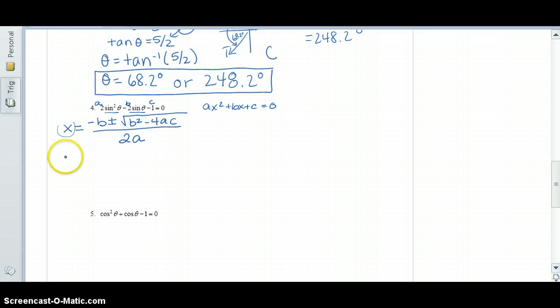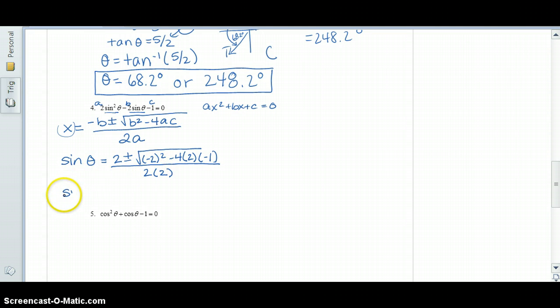So when we go to substitute in, what we get then is that the sine of theta is equal to the opposite of b, so that's 2, plus or minus the square root of b squared, so negative 2 squared, minus 4 times a times c, all over 2 times a. So then simplifying this, we got sine of theta is equal to 2 plus or minus the square root of negative 2 squared is 4, and then plus, because we've got negative 4 times 2 times negative 1, that's a positive 8, all over 4.